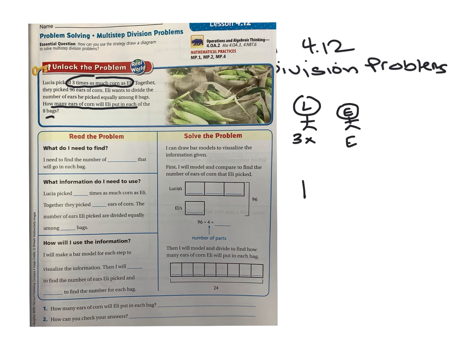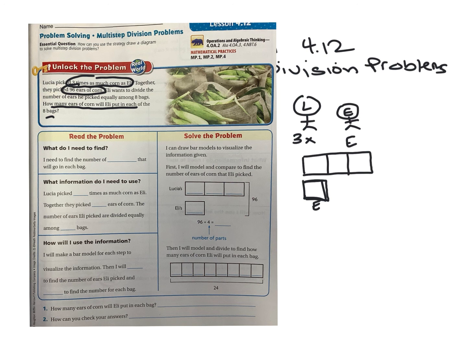But whatever Eli did, Lucia did 3 times that amount. Oh, this is looking familiar. So she did 1, 2, 3 of these. Pretend those are the same size. Sorry, they're meant to be the same size. There we go. She did 3 times the amount of Eli's. Okay. So altogether, it says that they picked 96 ears of corn.